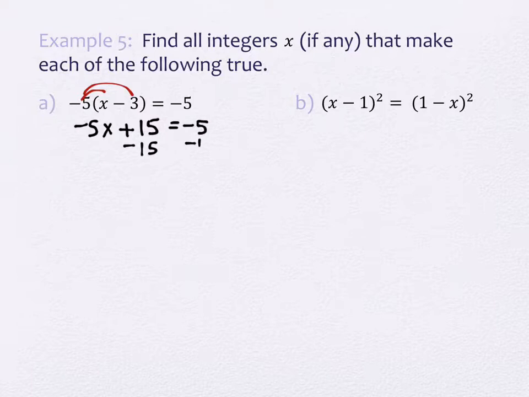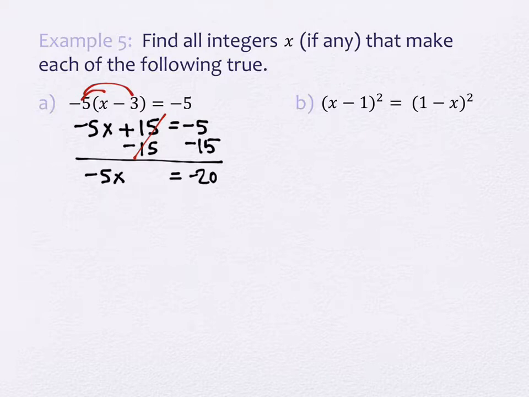We're working in such a way that we're doing the opposite of what's already been done. If it's plus 15, we're going to subtract 15. So on the left side, the positive 15 and the negative 15, those are additive inverses, so we're left with the -5x. What is -5 and -15 added together? That is -20. So now I've got -5x equals -20. What's next?